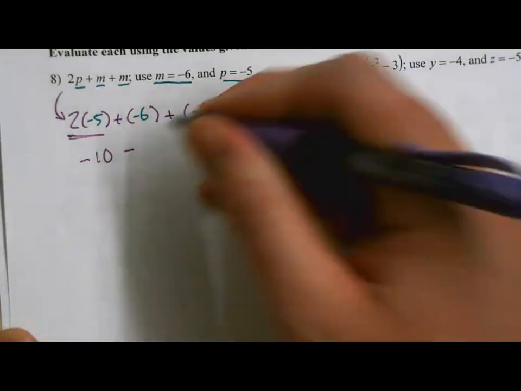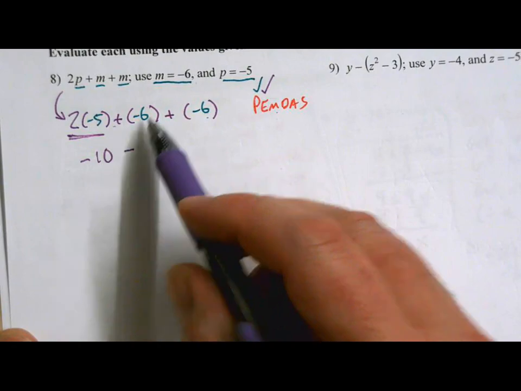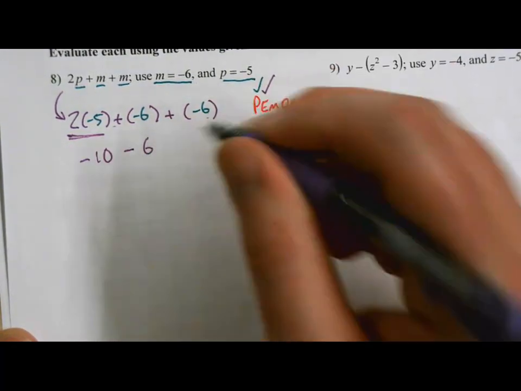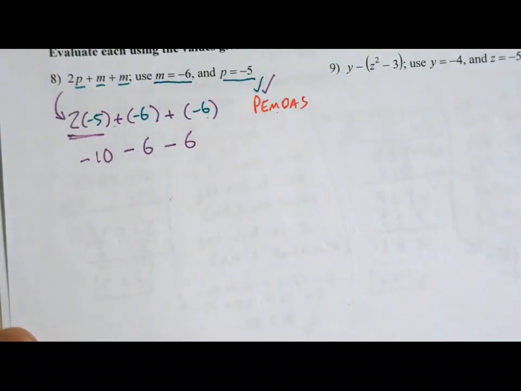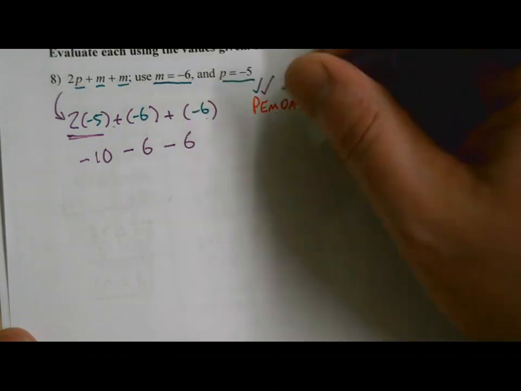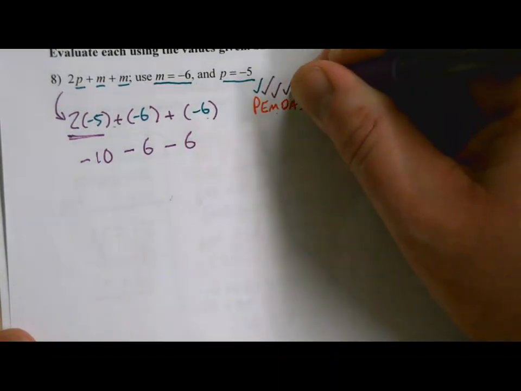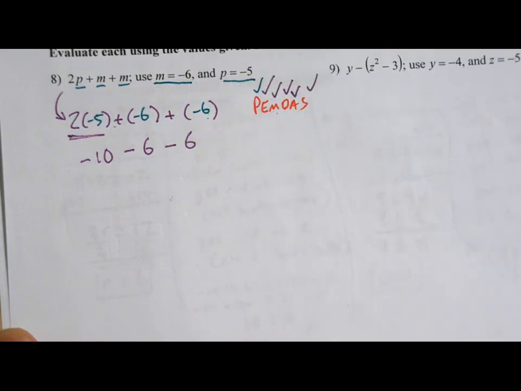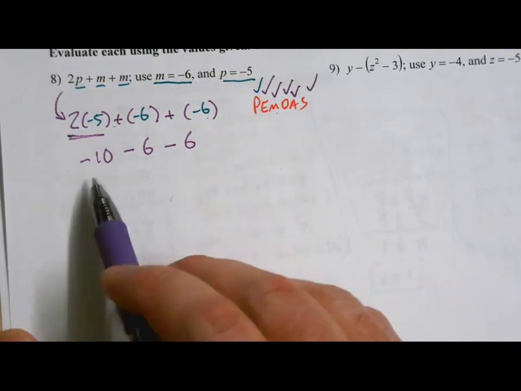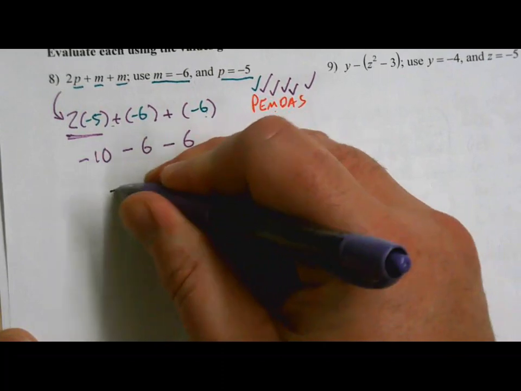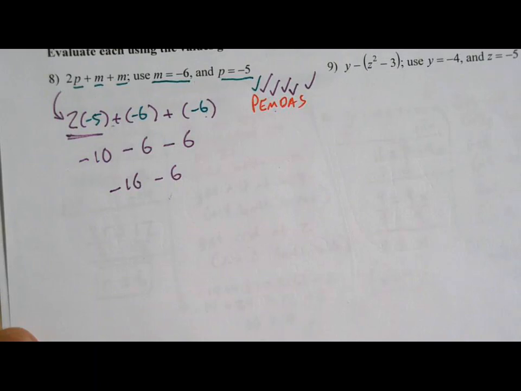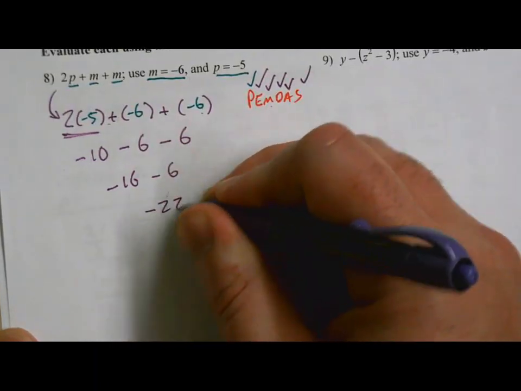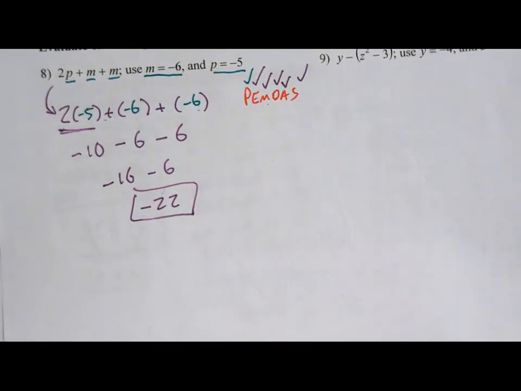Let's bring down the rest of this. This is plus -6. Plus and negative is the same as minus, so I'm just going to write -6. We have another plus and negative here, so that'll also be minus. All right, so we've taken care of multiplication. I don't see any division or addition. It's time for subtraction. That's all that's left. So we'll work from left to right. -10 minus 6 is -16. Bring down this -6. -16 minus 6 is -22. And there's our final answer.